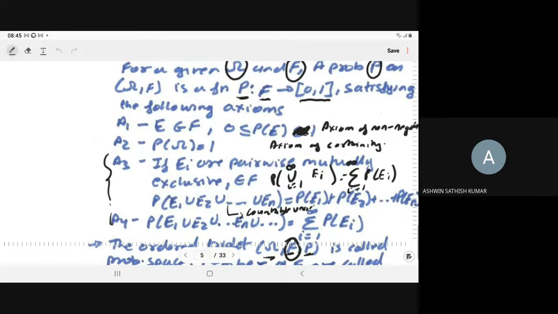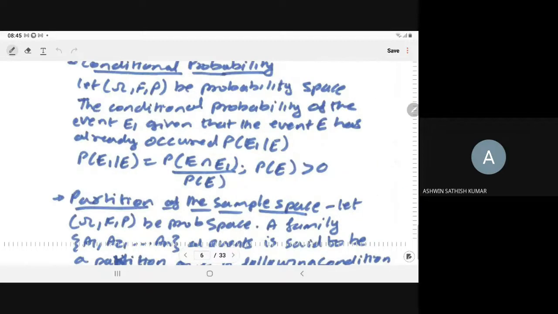So here the third axiom is the axiom of additivity. So here we have the three axioms: axiom of non-negativity, axiom of certainty, and axiom of additivity. Over these axioms, we can define the probability.